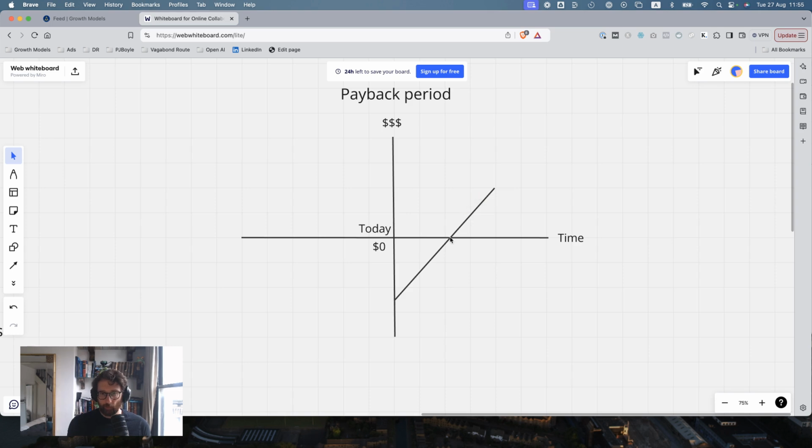The payback period is when you can get to this crossover point here, which is when you hit break even again. So I paid $20 here to get a customer. When do I earn $20 back so that I'm not losing money? And then obviously after that point, you start making money.